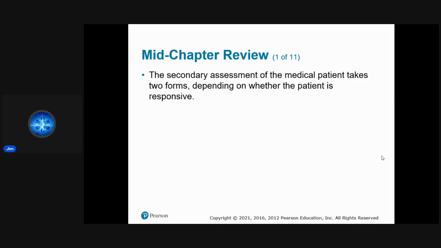Mid-chapter review. The secondary assessment of the medical patient takes two forms depending on whether the patient is responsive, right? So a responsive medical patient gets a focused exam. We get the history from that patient. We do a baseline set of vitals. An unresponsive patient, we start with the head-to-toe exam and baseline vitals, and then we try to gather information from other sources like family, bystanders, medications, equipment, ID bracelets, stuff like that.